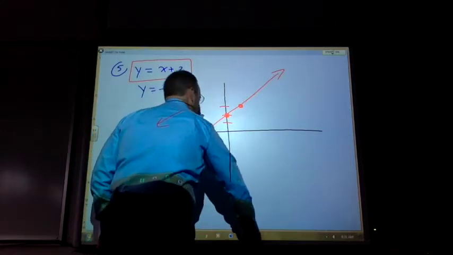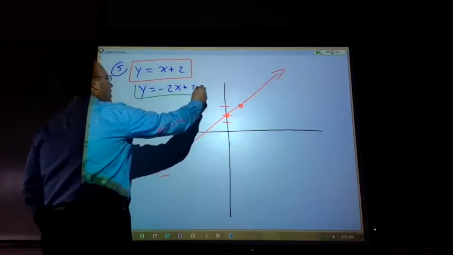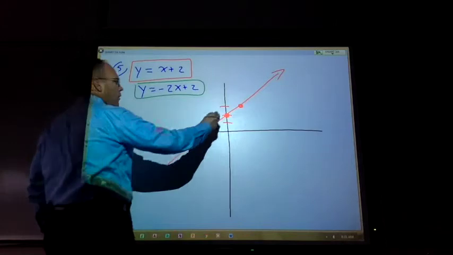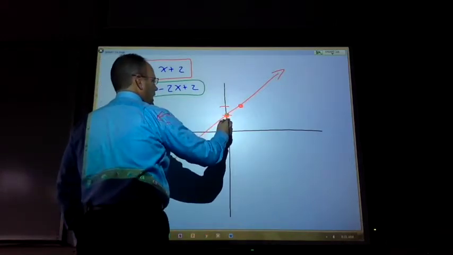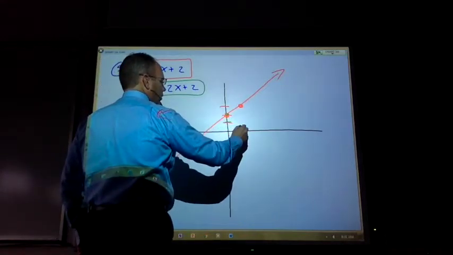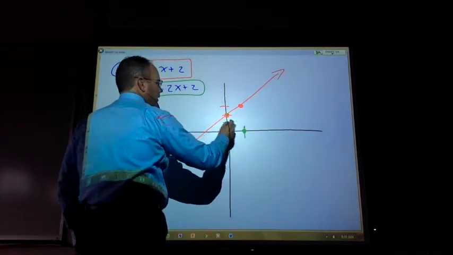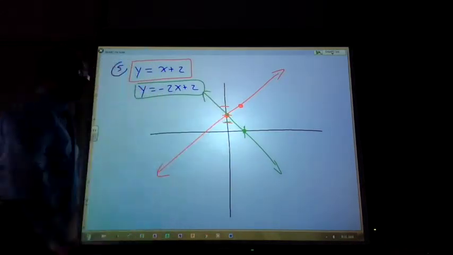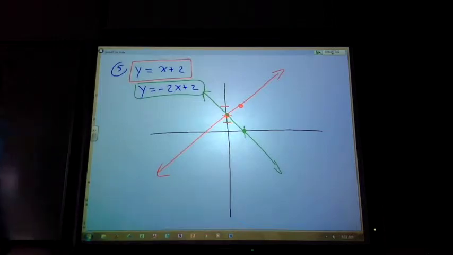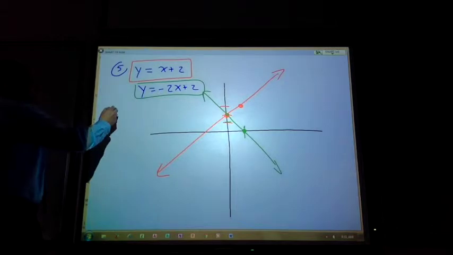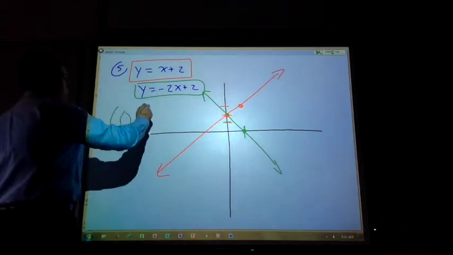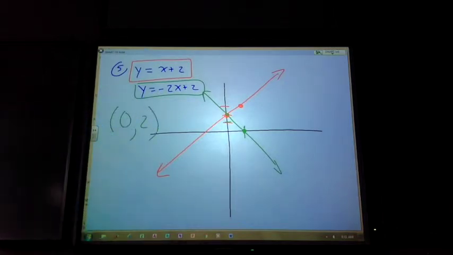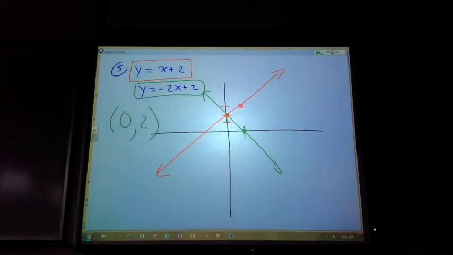Cool. And then let's do this one. What's the y-intercept of this one? 2. Then I have a slope down 2, right 1. Where does it appear that these two are crossing each other? 0, 2. Yeah, but it's crossing at 2. I understand, but where? What's the point? Where is the exact point?